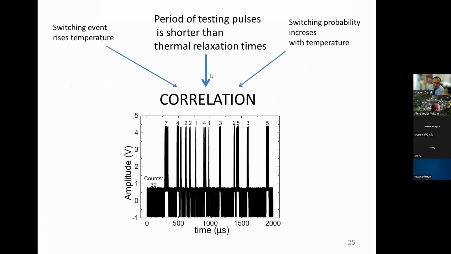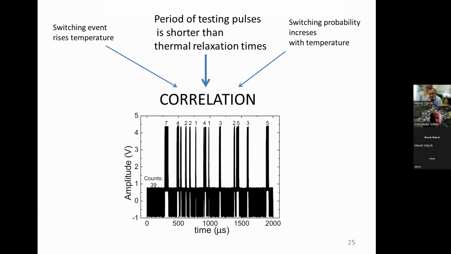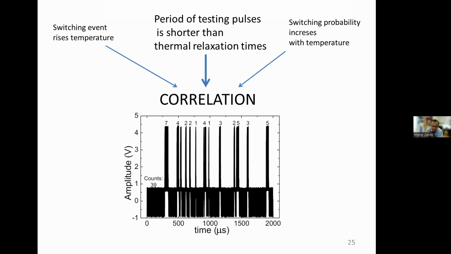So having these two relaxation times with such different relaxation constants, we can build correlation. What we need to remember is that a switching event raises the temperature. This is because it is dissipative, it drives the junction above TC. And we also know that the switching probability increases with temperature. So if the period of testing pulses is shorter than the thermal relaxation time, then we expect correlation, because then the next testing is influenced by the result of the previous testing. If we obtain switching in the previous pulse, then of course the probability for the next switching is enhanced.